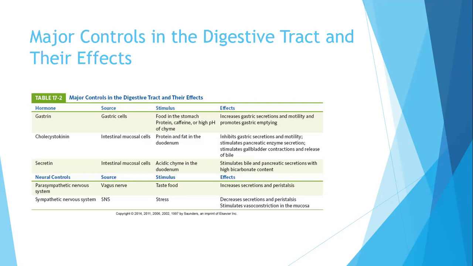You can see there's some of the other ones. There are neural controls from the parasympathetic and the sympathetic nervous system. So I always talk about the sympathetic nervous system as being the fight or flight, and the parasympathetic as being the rest and digest. So the digest part, the parasympathetic nervous system is stimulated by the taste of food, and it increases secretions and peristalsis to move the food through the system. The sympathetic nervous system decreases secretions and peristalsis and stimulates vasoconstriction in the mucosa, because if you're going to run, you don't have time to sit there and digest, right?